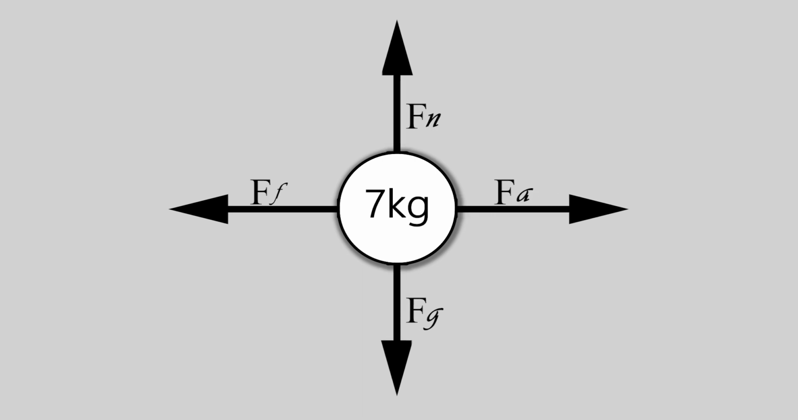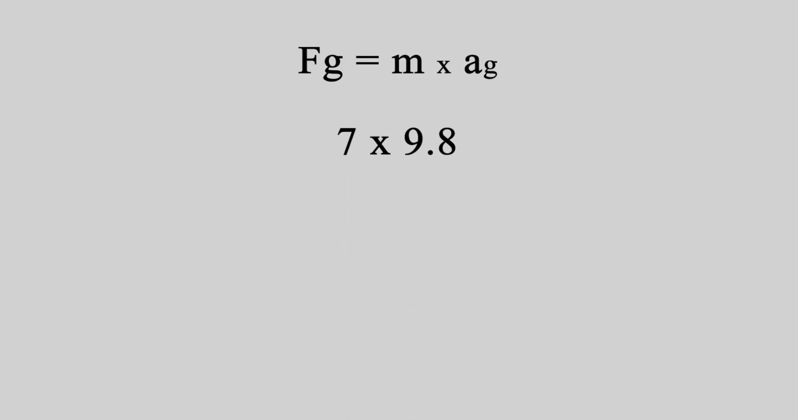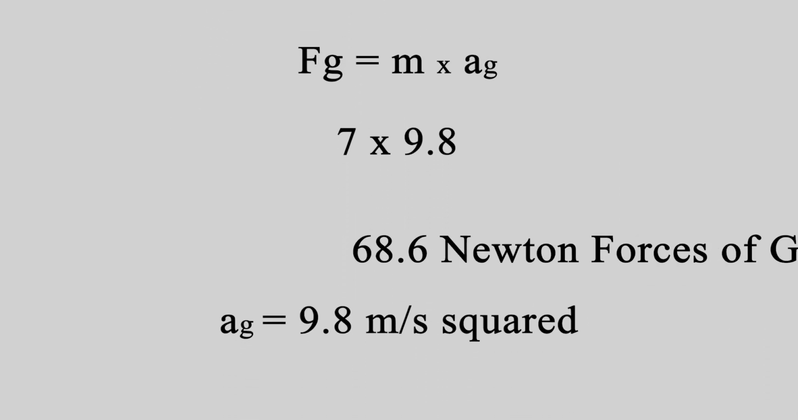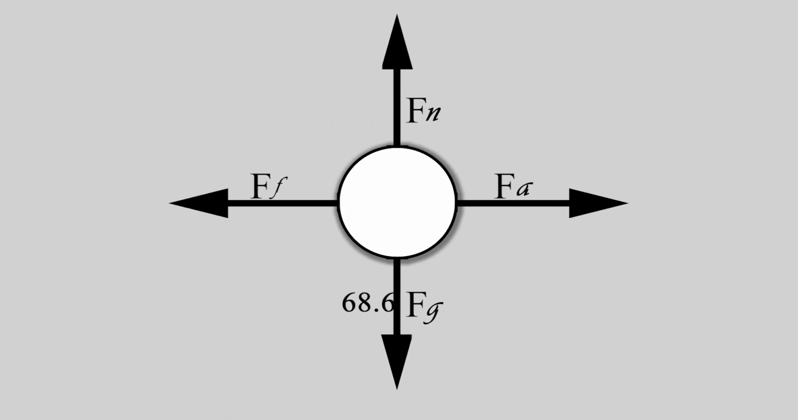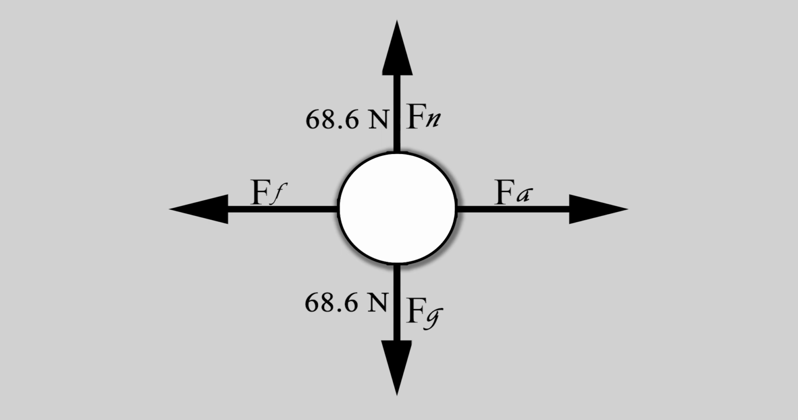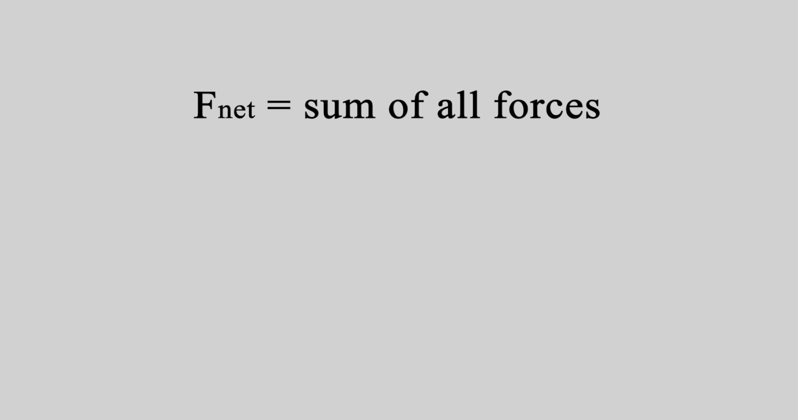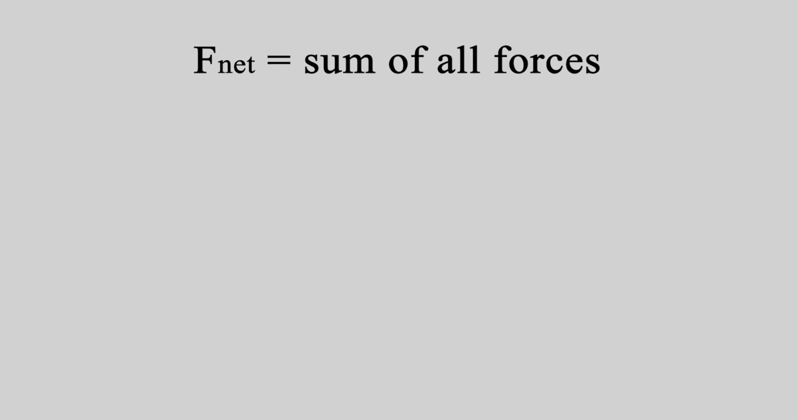A lot to explain, but let's go down into simplicity. First, finding the force of gravity. So 7 kilograms times the gravity, which is 9.8, we get 68.6 newtons of force of gravity. And the same number applies to the normal force, because it is a surface and the forces equal out. Our next step is to find F net. F net is all forces combined, but we can also use the equation F net equals mass times acceleration.